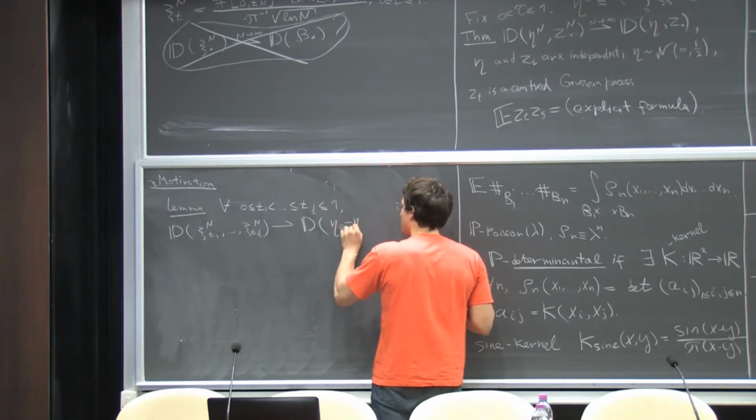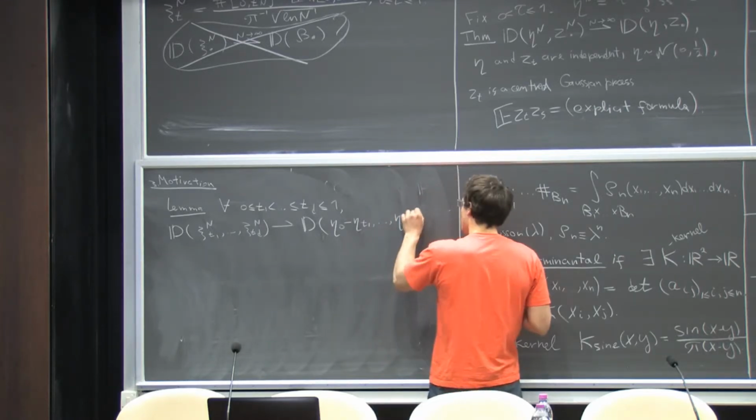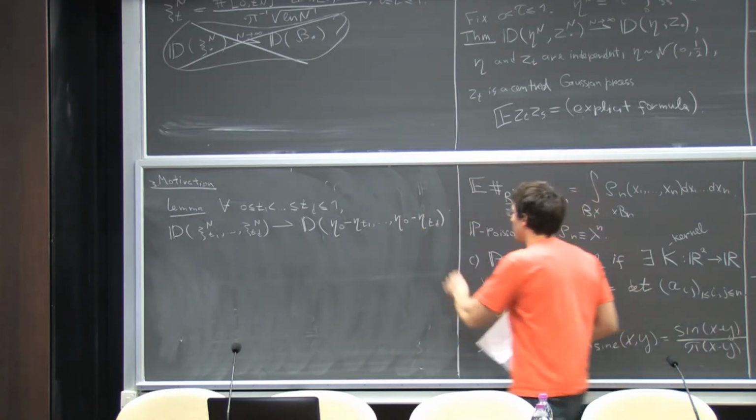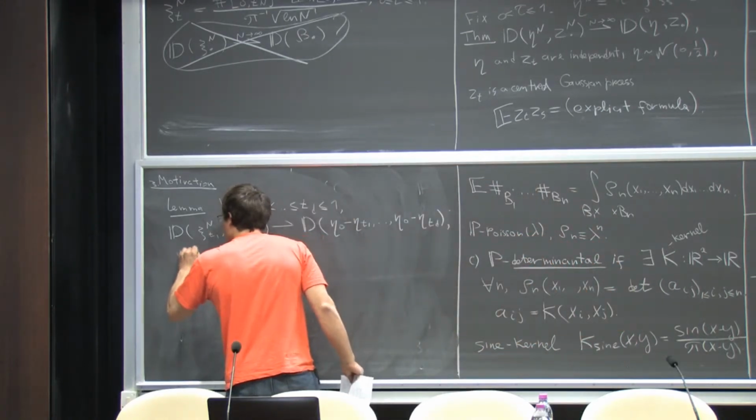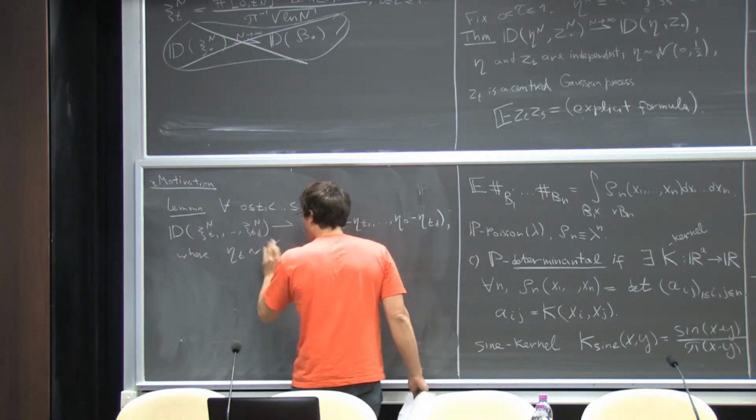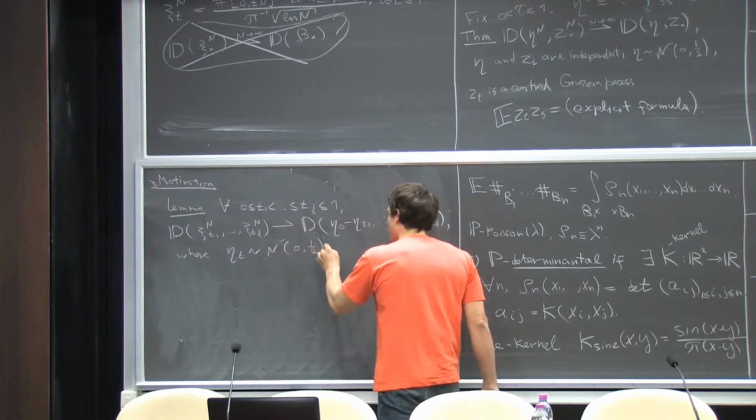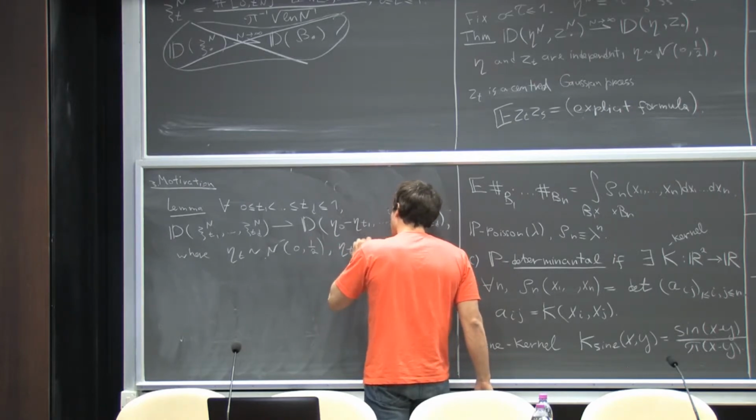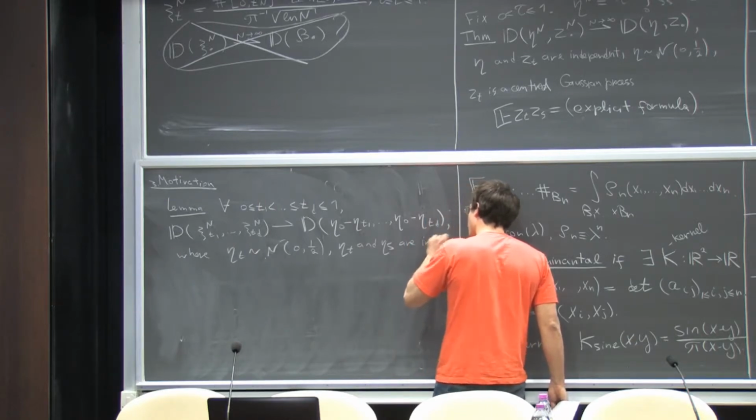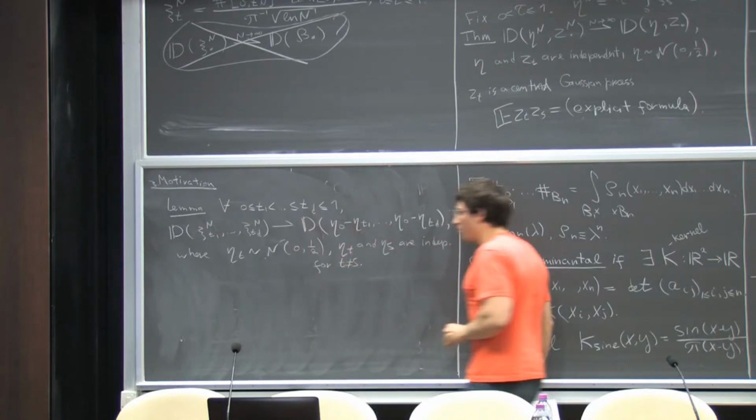We have eta_0 minus eta_{t_1} and so on, eta_0 minus eta_{t_d}, where eta_t have normal distribution with parameters 0, 1/2, and eta_t and eta_s are independent for any t different from s.